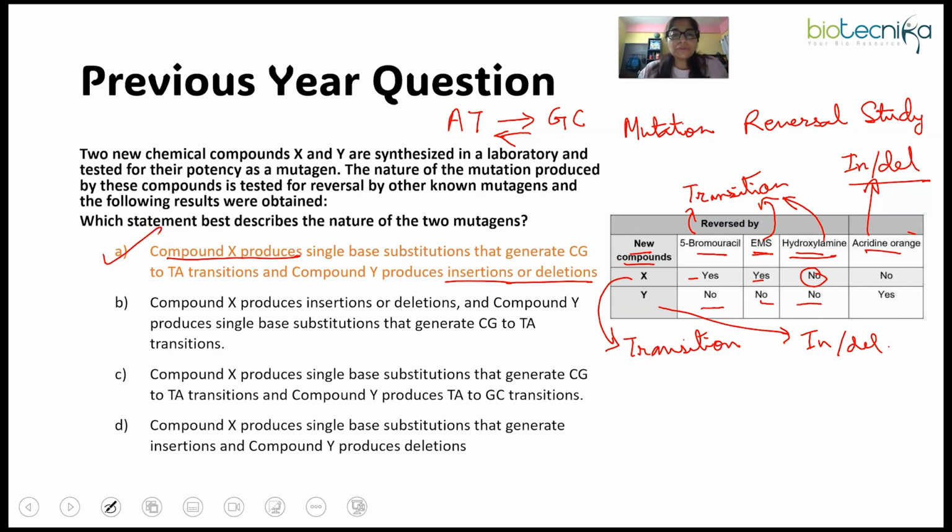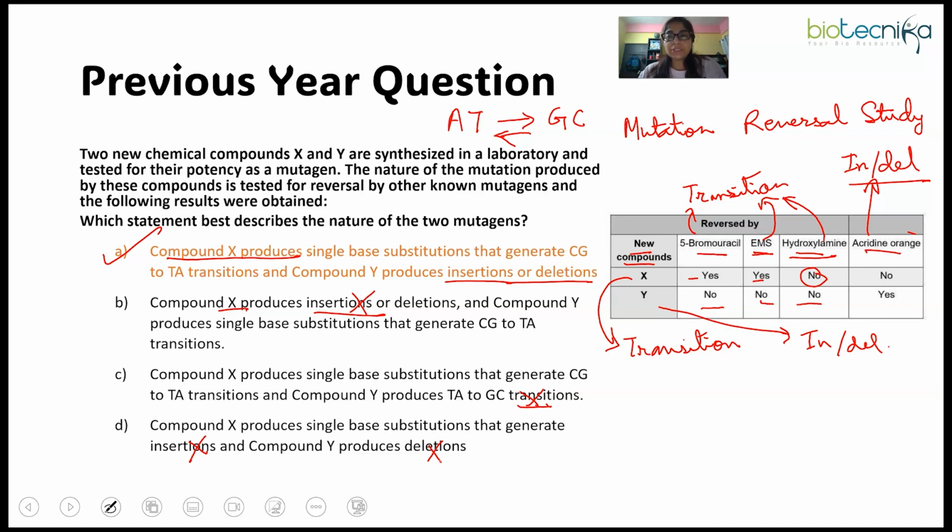All other options, if you see: X is saying insertion or deletion, not possible. X produces single base substitution and Y also produces transition, not possible. Compound X produces single base substitutions and generates insertion, so X is causing insertion according to this option D, which is not true, and Y is producing deletion, not true. So the answer is option 1.